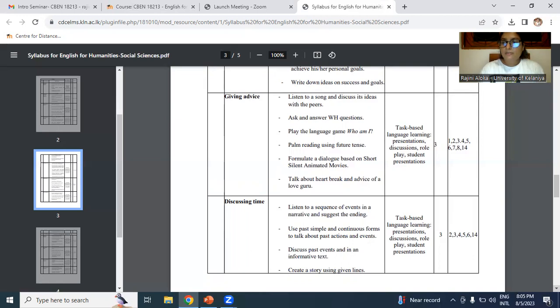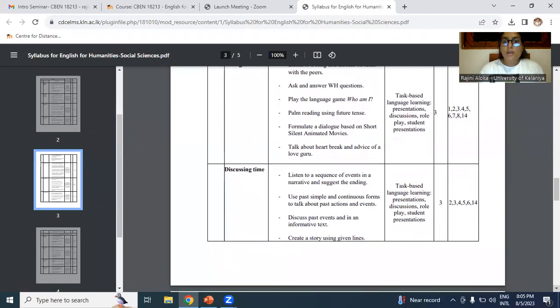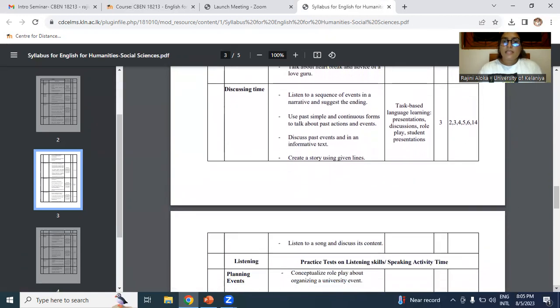Palm reading using future tense. Formulate a dialogue based on short, silent animated movies. Talk about heartbreak and advice of a love guru. Then we have discussing time.